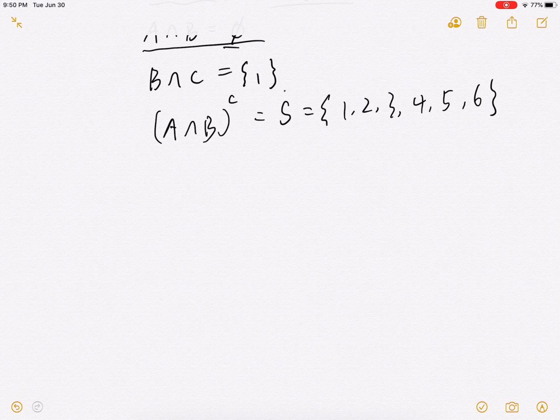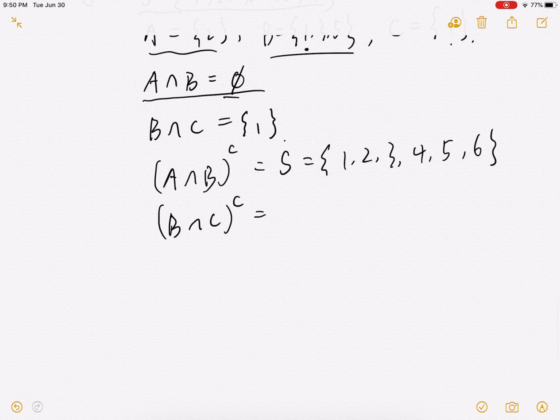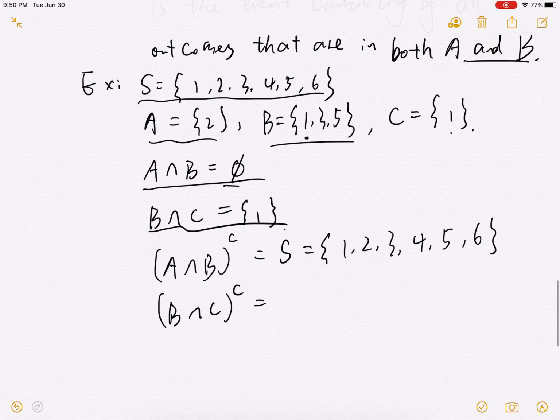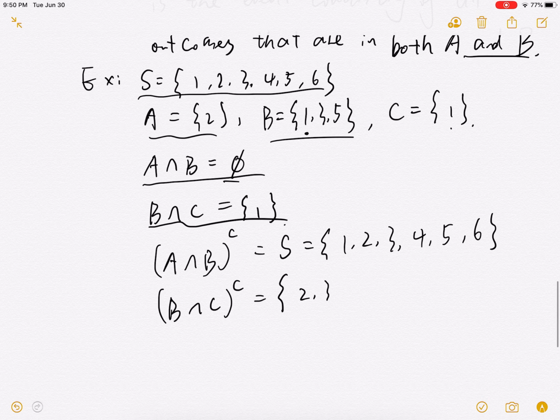Next, what about the complement of B intersection C? If we want to find out the complement of B intersection C, we want to find all the outcomes in the sample space, but not in B intersection C. So B intersection C is 1 here. So all the other outcomes in the space would be 2, 3, 4, 5, and 6. Okay.